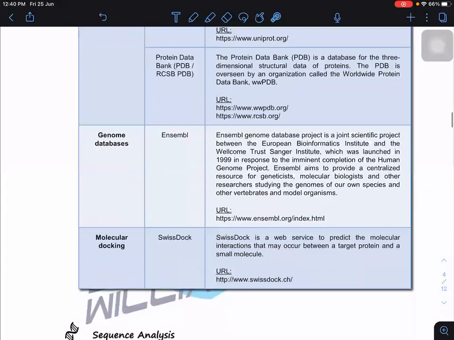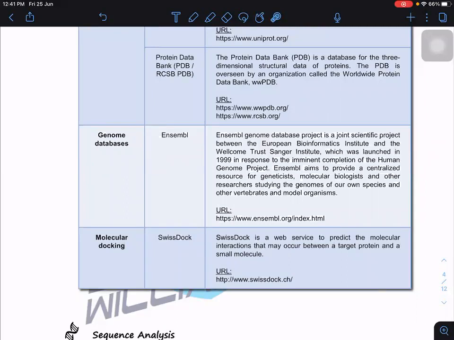And we can have the genome database. Ensembl is a joint scientific project between the European Bioinformatics Institute and the Wellcome Trust Sanger Institute. They provide a centralized resource for geneticists, molecular biologists, and other researchers to study the genome of our own species, human, and compare with other vertebrates and some model organisms. Are you clear? That is Ensembl here.